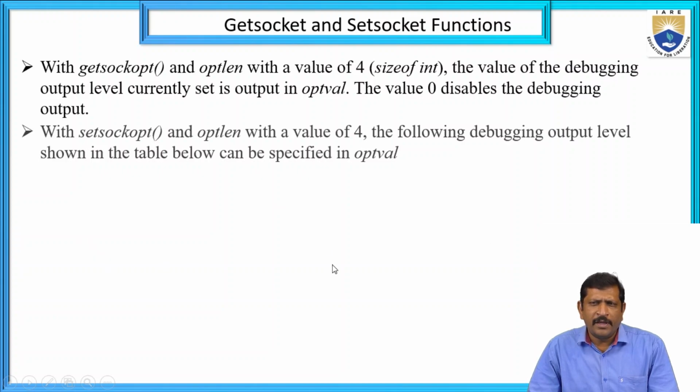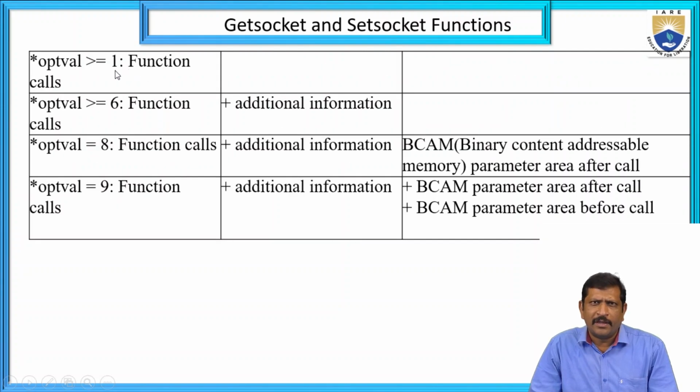Here is the debugging output level. Now, if we look at the table, if the debugging output level is greater than or equal to 1 while calling the function, we are not considering any additional information or binary content addressable memory parameters. Suppose the socket option value is greater than or equal to 6 while calling the function; now we are including additional information, and there is no binary content addressable memory for this one.